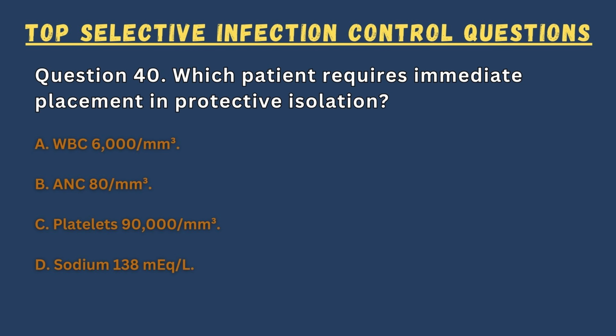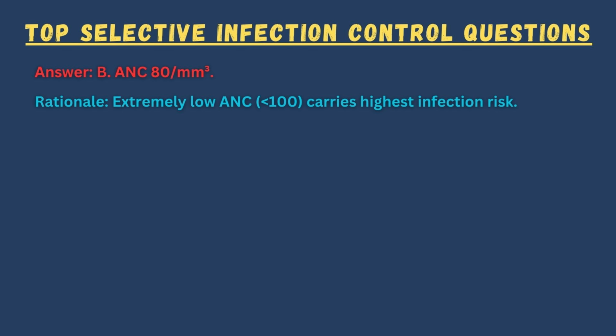Question 40. Which patient requires immediate placement in protective isolation? A. WBC 6000 per cubic millimeter. B. ANC 80 per cubic millimeter. C. Platelets 90,000 per cubic millimeter. D. Sodium 138 milliequivalents per liter. Answer: B. ANC 80 per cubic millimeter. Rationale: extremely low ANC, less than 100, carries highest infection risk.